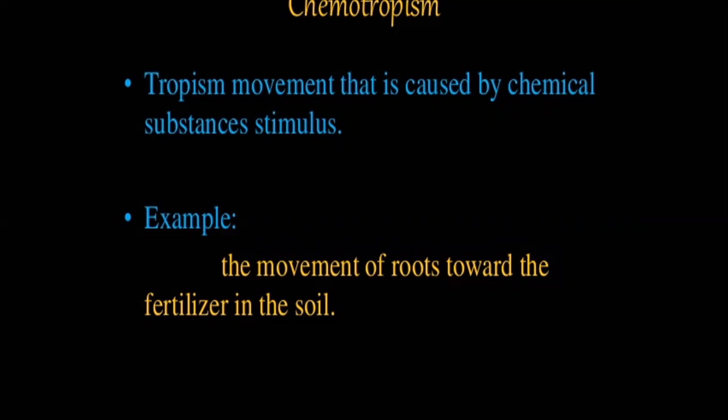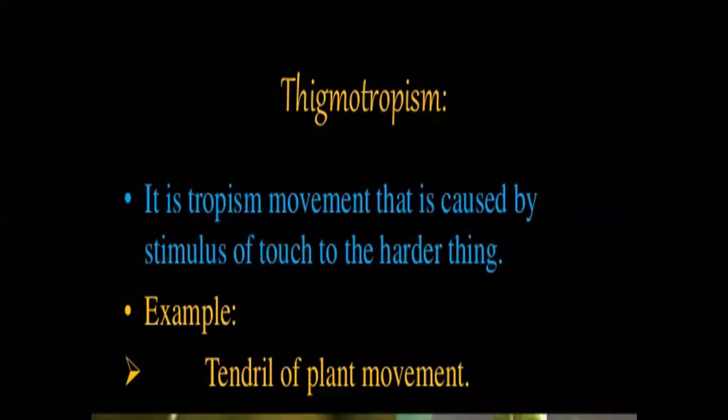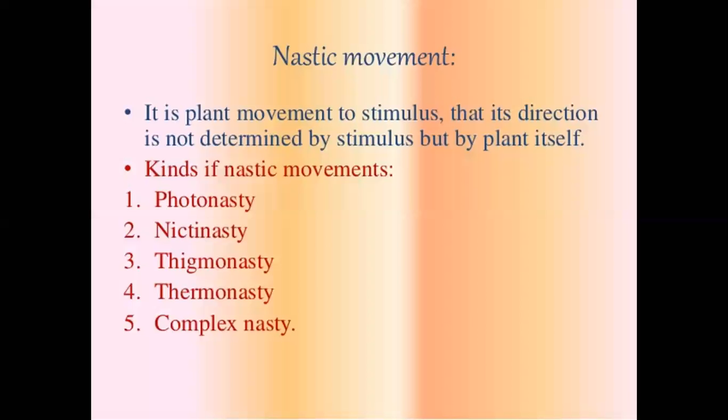Now, chemotropism is the tropic movement that is caused by chemical substances or chemical stimulus. The movement of roots towards the fertilizer in the soil is an example of chemotropic movement. Thigmotropism is a tropic movement that is caused by the stimulus of touch to a harder thing. Tendrils are thread-like structures, yellow in color, which are present in most plants. Whenever a tendril touches any hard object, it twines around that. It is an example of thigmotropism.